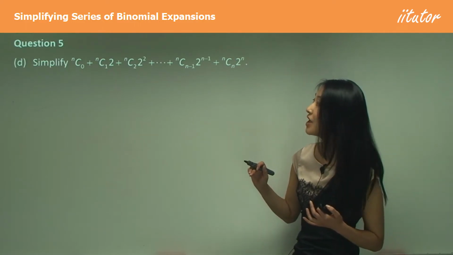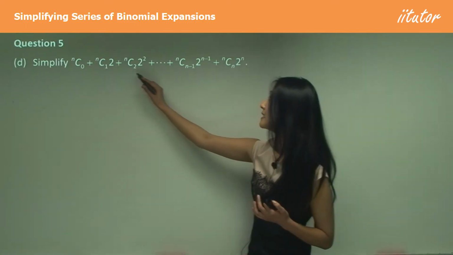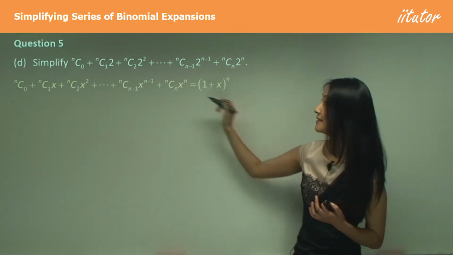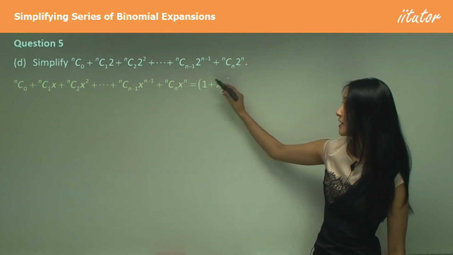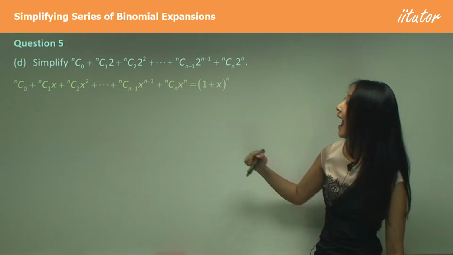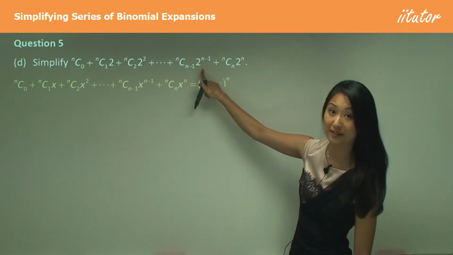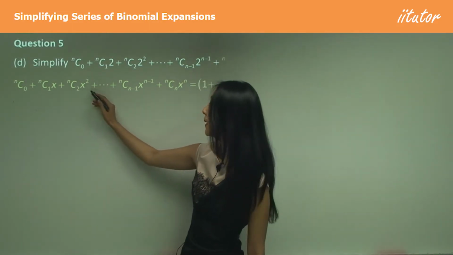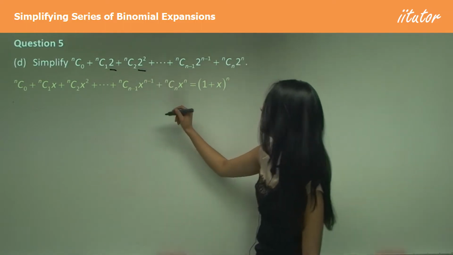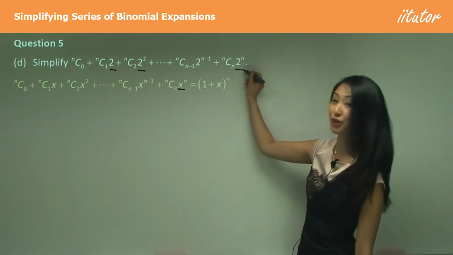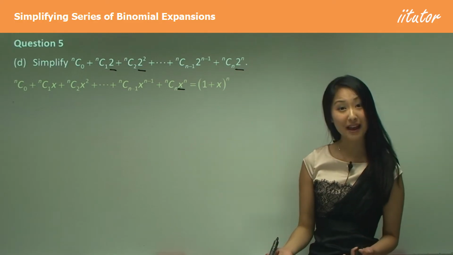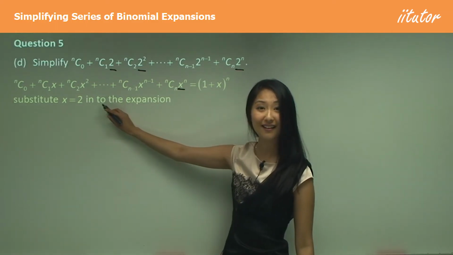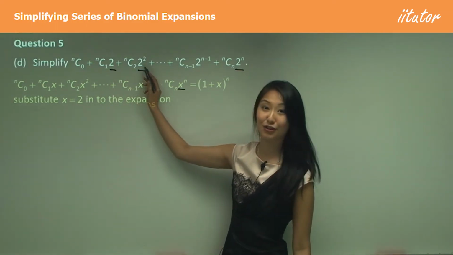So question 5, to simplify this series over here, first of all, I want to consider our basic expansion of 1 plus x to the power of n. And then I want to compare this expansion with that. And I can see that the difference is instead of x and x squared, I have 2 and 2 squared. And finally, instead of x^n, I have 2^n. So that indicates to me that I need to substitute in what? I need to substitute in x equals 2, right? Because that's how I get that x squared to be 2 squared.